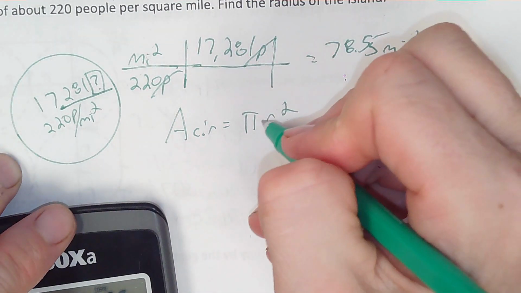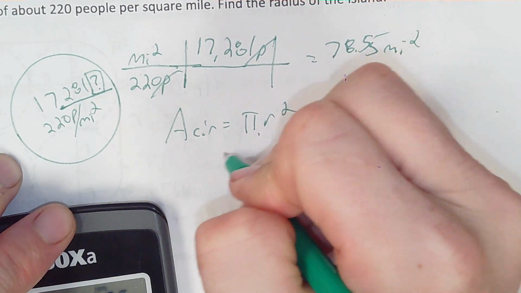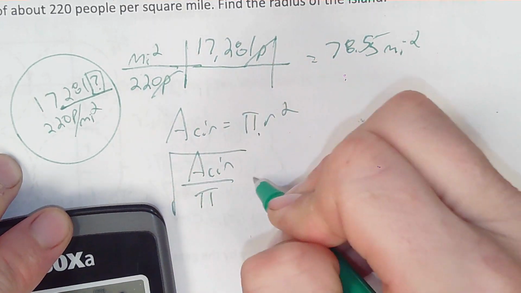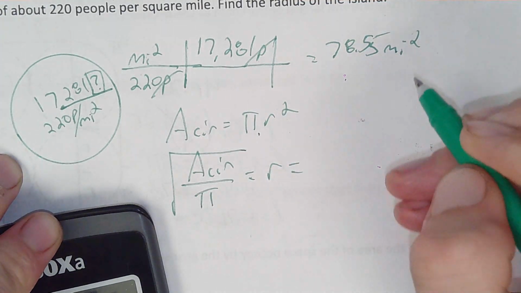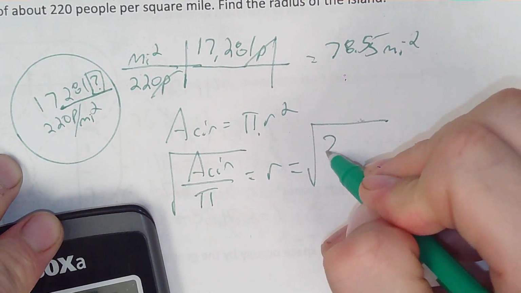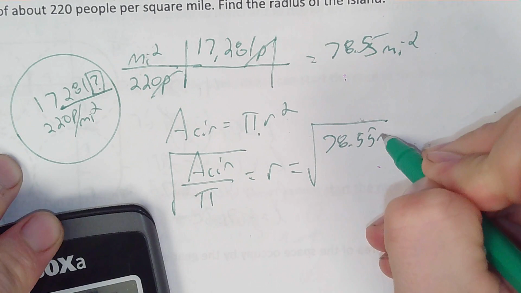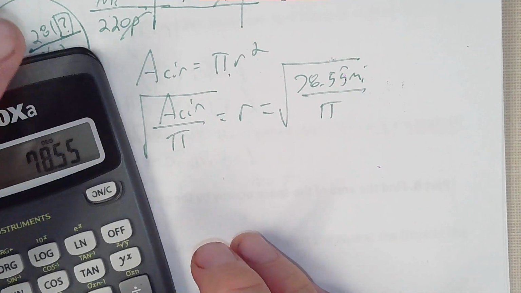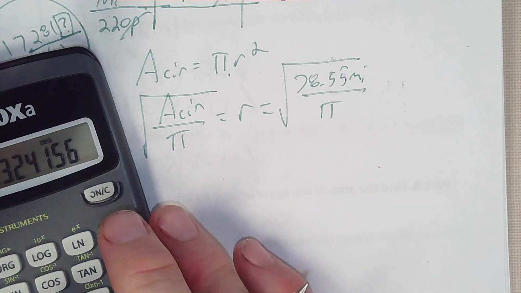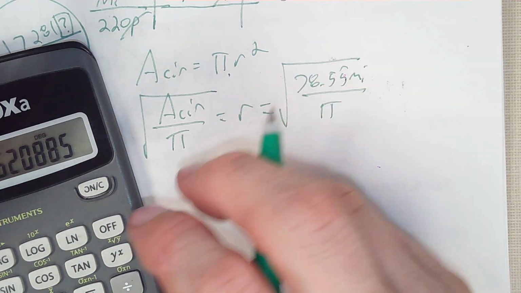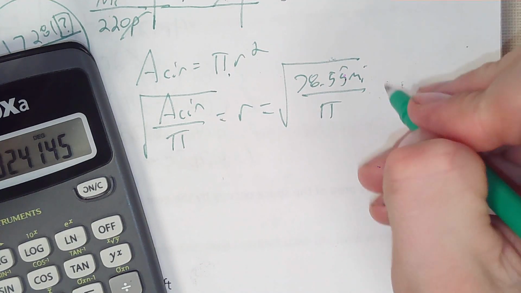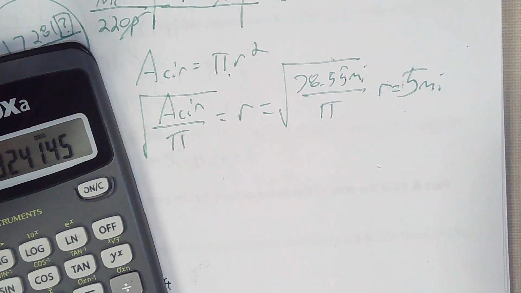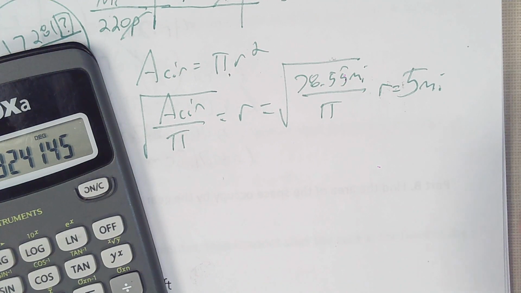All right, so to find the radius, I need to take the area of the circle divided by pi and take the square root. So the radius is going to be equal to 78.55 divided by pi, then take the square root, and the radius equals 5 miles. There we go, the radius is 5 miles.